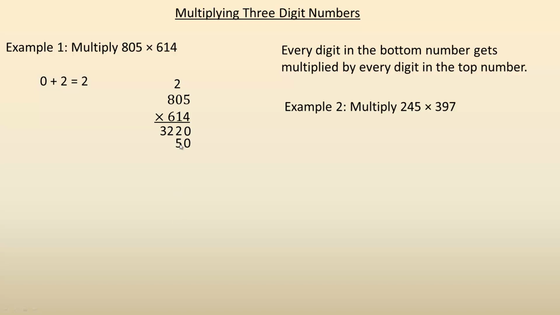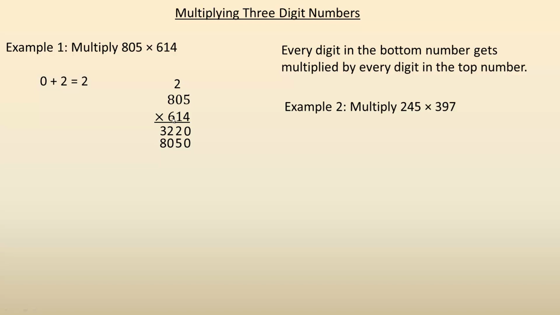Now there's nothing to carry there. 5 is a one-digit number. So now we do 1 times 0, which of course is 0, still a one-digit number. And 1 times 8 is another one-digit number. That's 8. So we finish multiplying the 1 by the 8, 0, and 5.